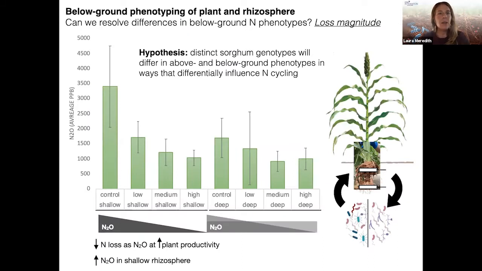And so our initial question was whether or not we would see differences in the below ground nitrogen phenotypes, in terms of, for example, the magnitude of nitrogen loss. And these are early results, but we've just taken the average of the nitrous oxide concentrations that the soil probe saw. And we do see this nice relationship that as plant productivity increases, we see lower losses of nitrogen as nitrous oxide. And we especially see this in the shallow depths at that 10 centimeter depth.